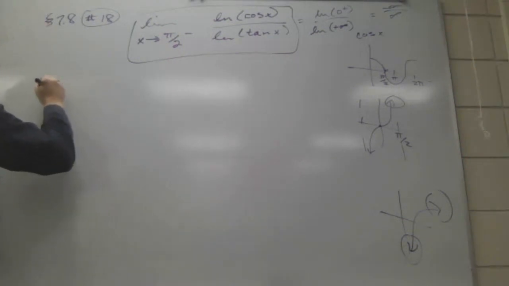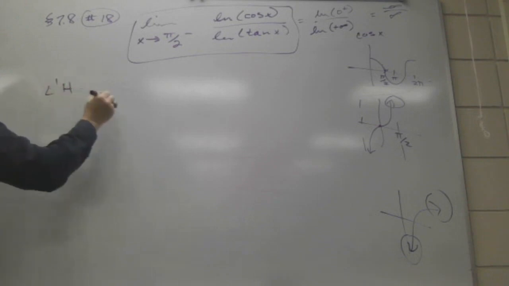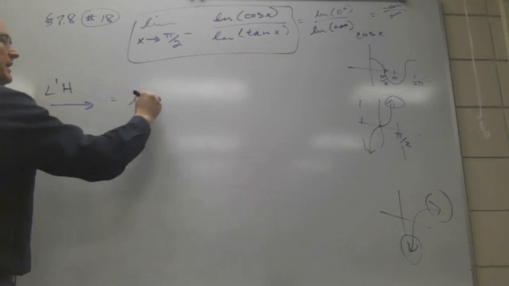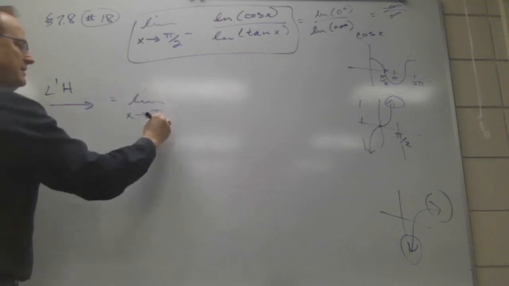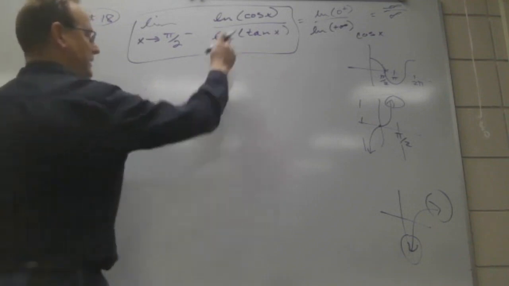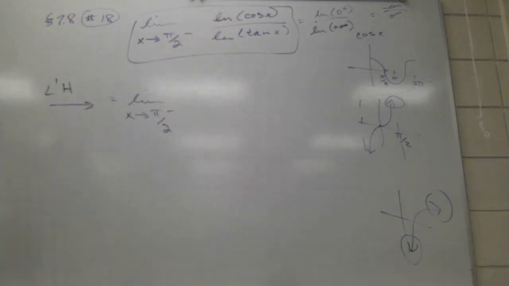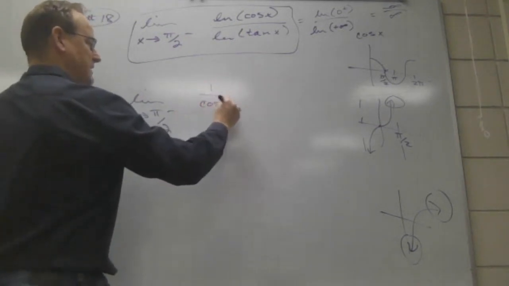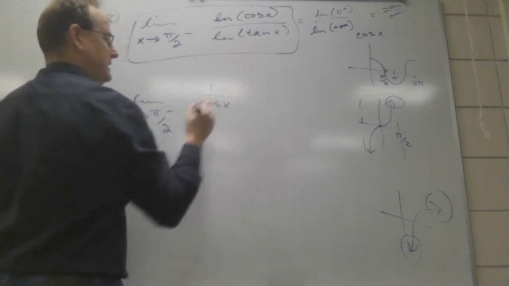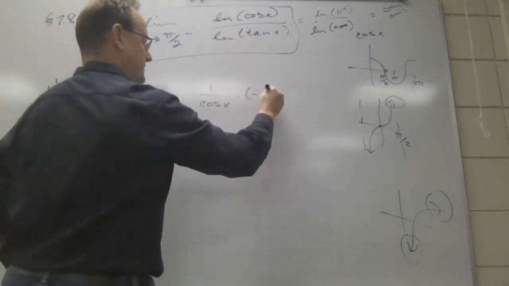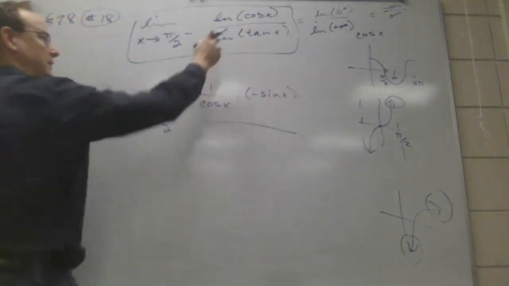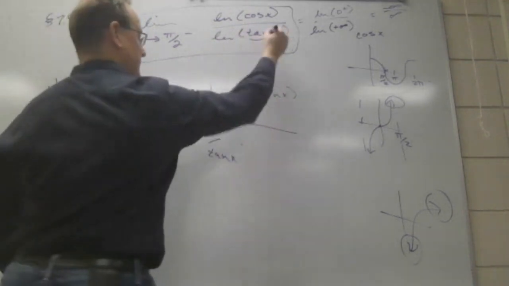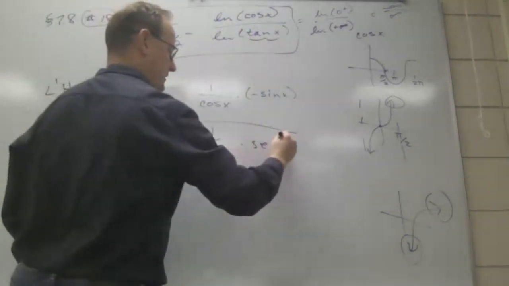If we use L'Hopital's with that infinity over infinity form, then this is going to equal the limit as x approaches pi over 2 from the left of the derivative over the derivative, right? The derivative of natural log is 1 over what's inside times the derivative of what's inside. So the derivative of cosine gives negative sine x, all over 1 over tangent x times the derivative of tangent, secant squared.